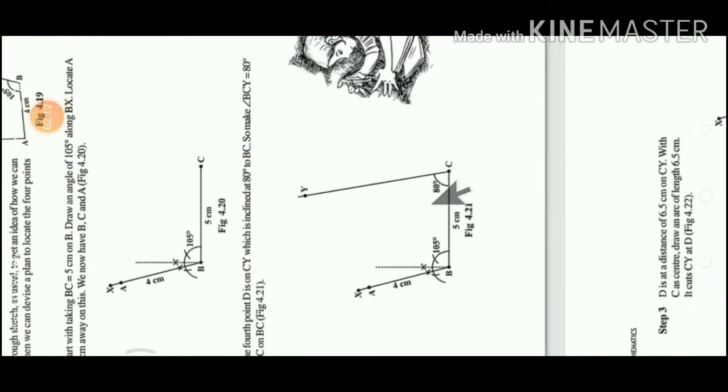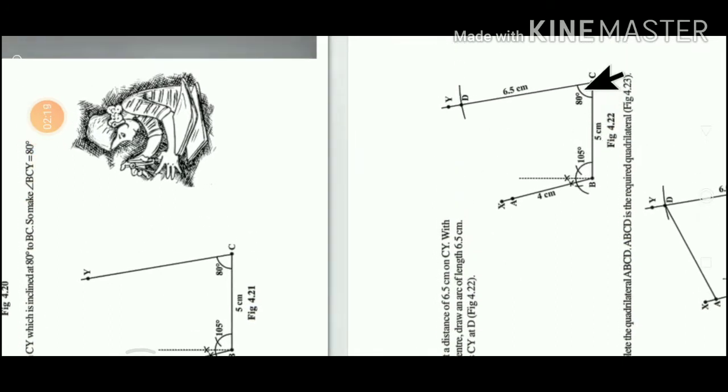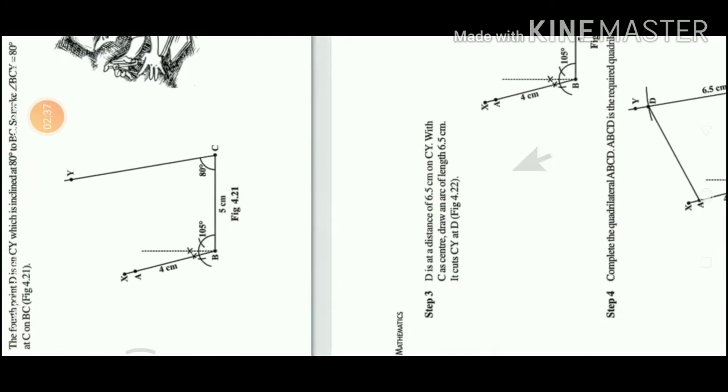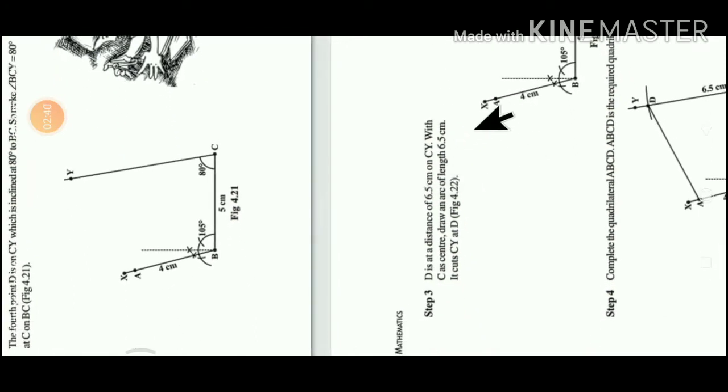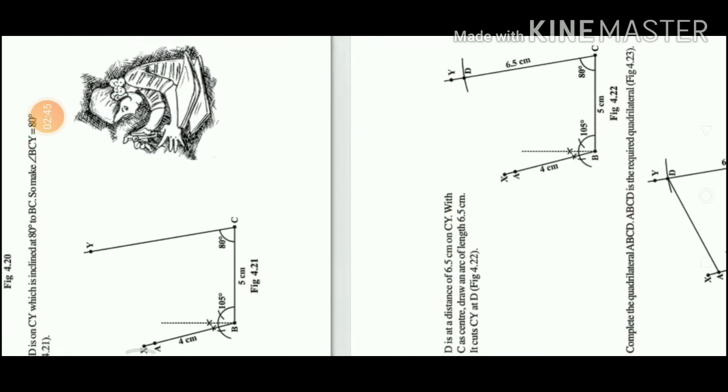Then, next step, D is at a distance of 6.5 cm. Now we have drawn this ray CY. Now we have to locate the D point here. This D point is at a distance of 6.5 cm. So with the help of a compass, take the measurement of 6.5 cm and draw one arc. So this will be your D point. Draw an arc of length 6.5 cm. It cuts CY at point D. So we will get the D point here.